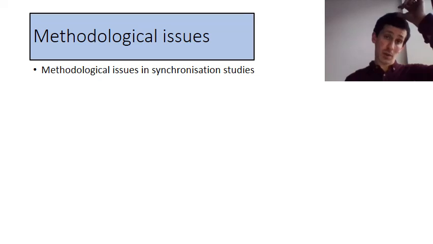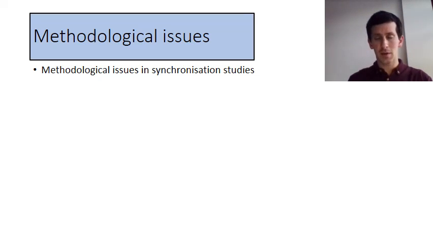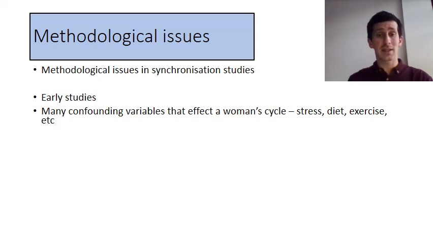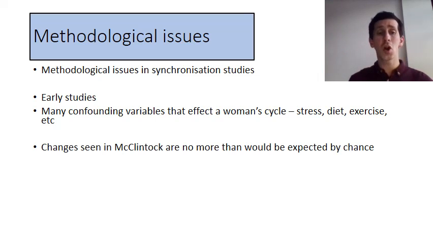There's a methodological issue in a lot of those synchronization studies. There have been a few done that show that females synchronize. They were very early studies, and a lot of variables that affect the women's cycle, such as stress, diet, exercise, things we know affect the menstrual cycle, weren't controlled for. And the changes in McClintock's study were probably no more than we'd expect to see by chance. There were women on irregular periods and irregular cycles, so the fact they changed or went nearer someone, we may have expected that to occur anyway.